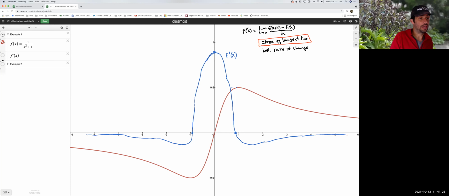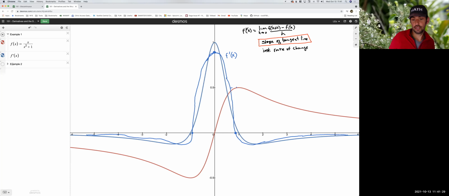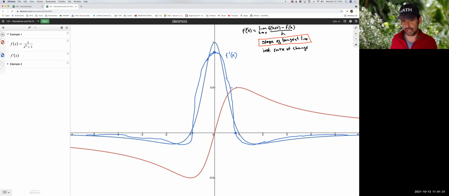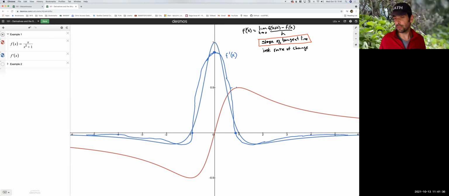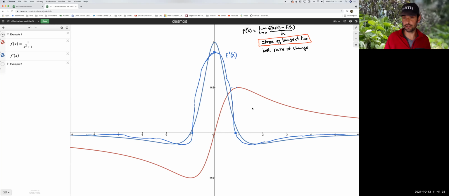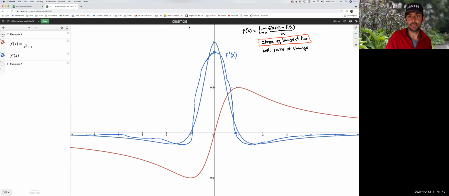Let's look at the actual f prime. Okay, so our picture did not match up, but it's not bad, right? We didn't get quite high enough, but we got the zeros pretty close, and this behavior of going off to 0. Let's clear my drawings now.